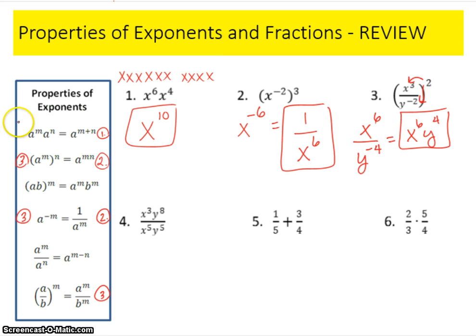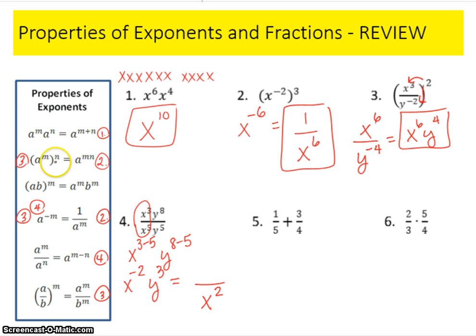Okay, number 4, we have one on top of the other. So in number 4, we're going to use this rule here where we subtract the exponents. So if we just deal with the x's first, we're going to have x to the 3 minus 5, and then we're going to have y to the 8 minus 5. So we end up with x to the negative 2 and y to the 3rd. Once again, we are going to use our negative exponent rule, which means x to the 2nd is going to the bottom and becoming positive, and y to the 3rd stays on the top.